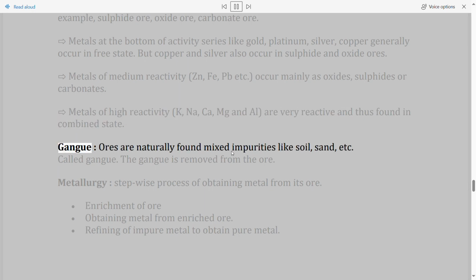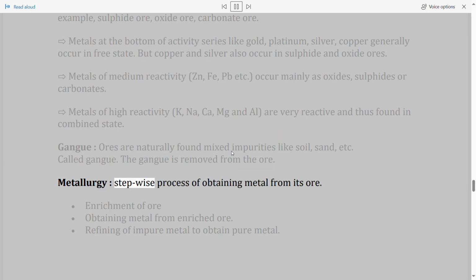Ores are naturally found mixed with impurities like soil, sand, etc. called gangue. The gangue is removed from the ore. Metallurgy is the stepwise process of obtaining metal from its ore. Step 1: enrichment of ore. Step 2: obtaining metal from enriched ore. Step 3: refining of impure metal to obtain pure metal.